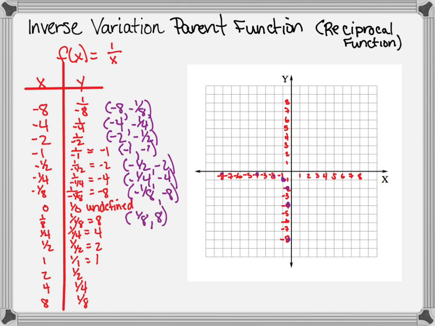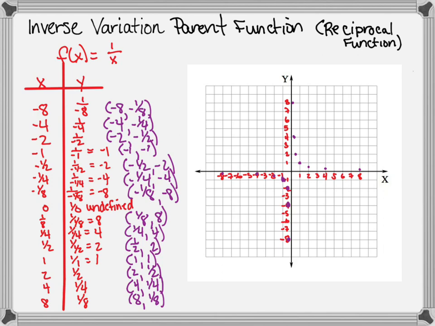And now we'll have a point at 1/8, 8. So we jump up here. And we'll have a point at 1/4, 4. And a point at 1/2, 2. And a point at 1, 1. And a point at 2, 1/2. And a point at 4, 1/4. And a point at 8, 1/8.